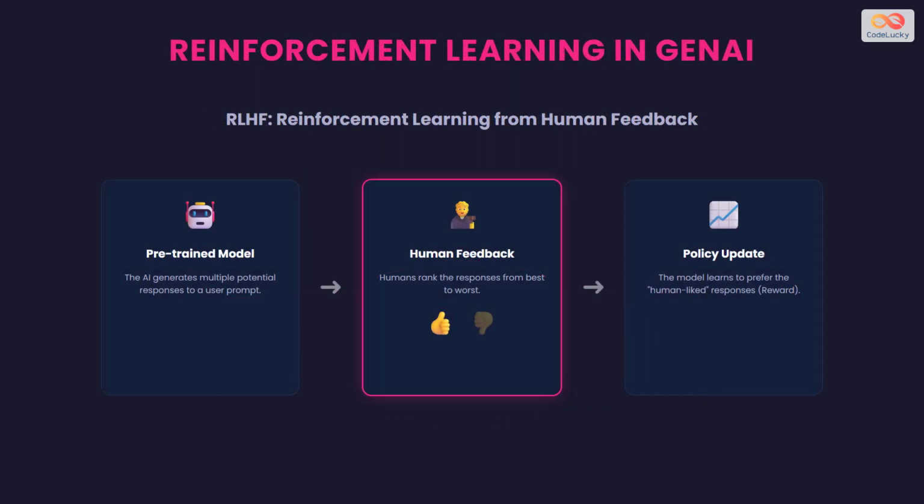This is how we make AI safe and helpful. It's called reinforcement learning from human feedback, or RLHF. After a model is trained, it might still say rude or incorrect things. So, humans review its answers. If the AI gives a helpful answer, the human gives it a thumbs up. The AI treats this as a reward and adjusts its internal policy to generate more answers like that in the future.